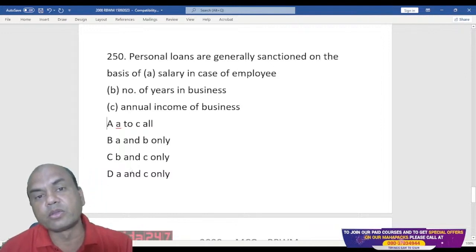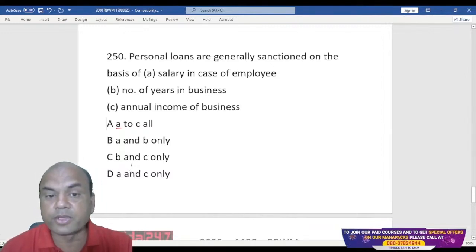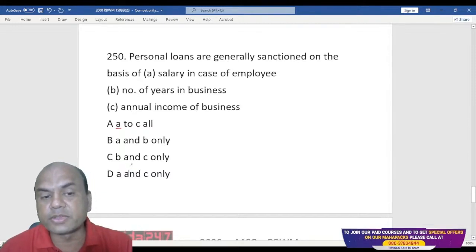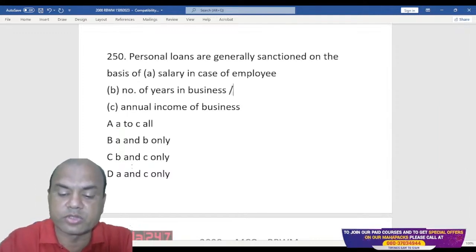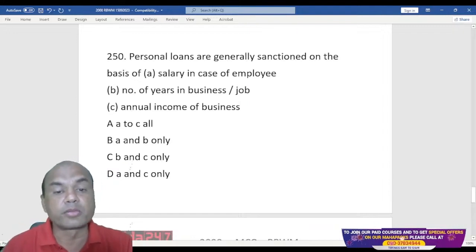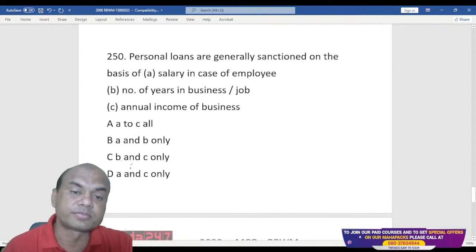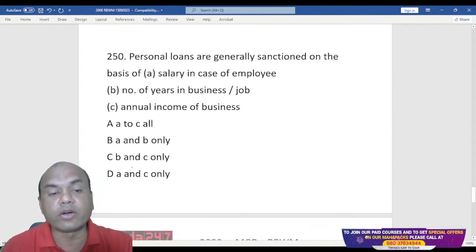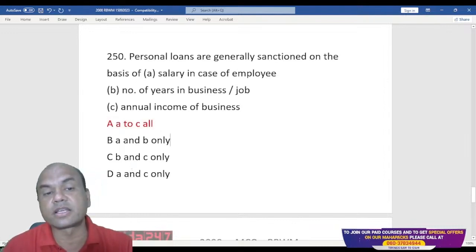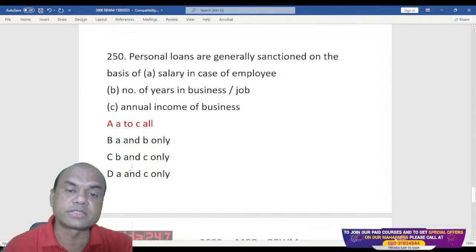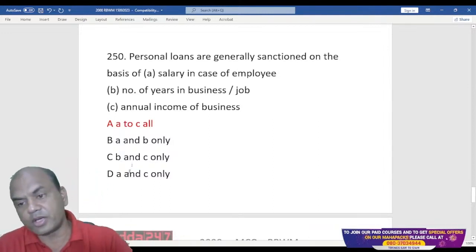So if I am giving a loan to any person, not only the number of years in business, so B and C will be checked in the case of a business person, but in the case of an employee also, nowadays we check how many years in salary, in business, or I'll write it here, job also. Both things are important. Even for a salaried employee, if the job is of temporary nature, then what? So that's why A, B and C all. A to C all is the answer. Personal loans are generally sanctioned on the basis of all the three: salary, number of years and annual income. Got it? Next one.